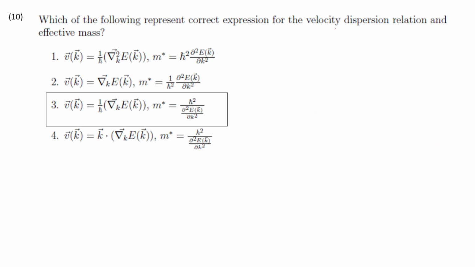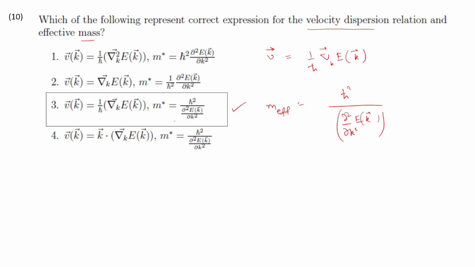Which of the following represents the correct expression of velocity dispersion relation and effective mass? This is just a general question. We discussed in the previous question that the velocity is given by 1 by h bar times the gradient of the energy, where energy is a function of the wave vector. So this is your energy dispersion relation, and the effective mass is given by h bar square over the second derivative of the energy dispersion relation. This also we discussed in some of the previous questions, and only this answer matches, so this is the answer.